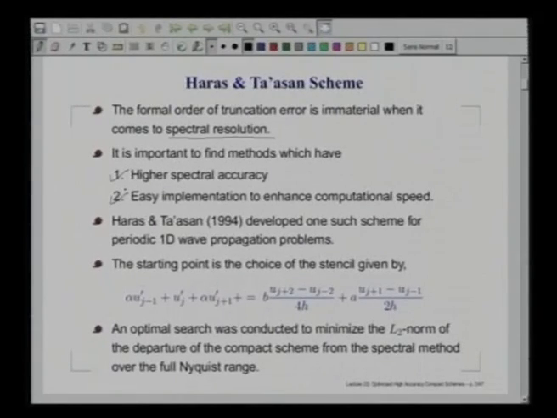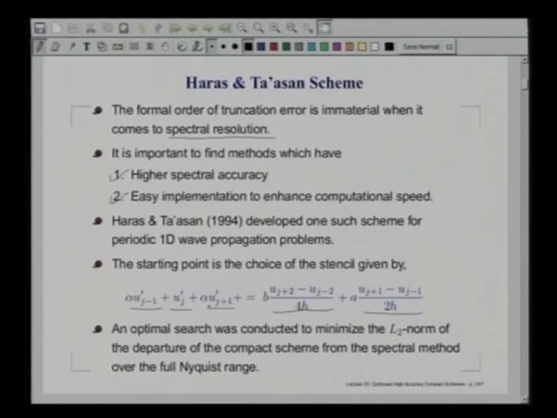Haras and Tassan looked at the 1D wave equation, and in doing so they followed the usual procedure that has also been followed by many other people, where the first derivatives, indicated by primed quantities like here on the left hand side, are related to the function values shown here pairwise in terms of j plus minus 2 and j plus minus 1 points, and the compact scheme of course requires an implicit relationship between the two. That is why you will also see the derivatives are obtained simultaneously with j and j plus 1 points.